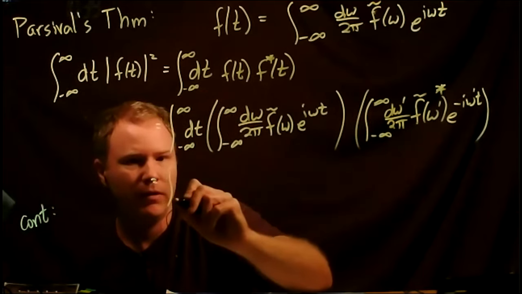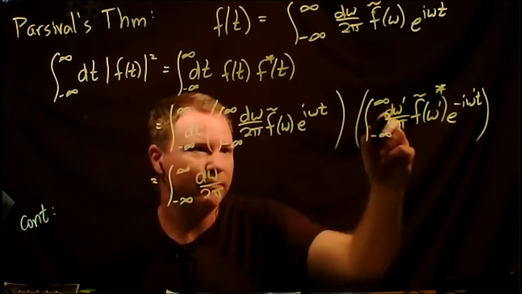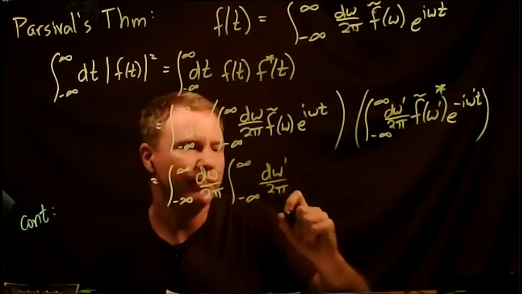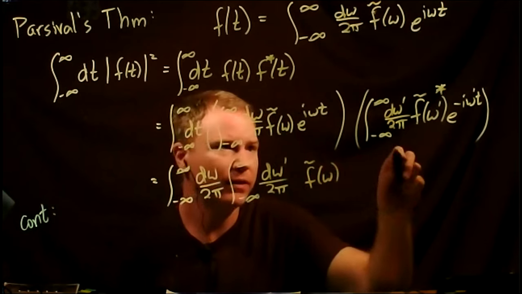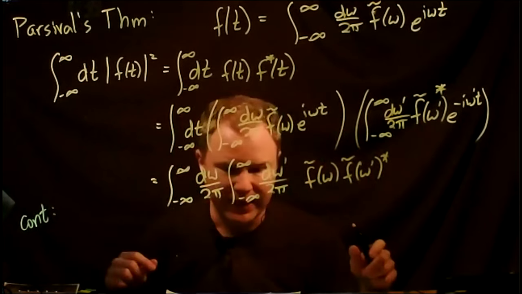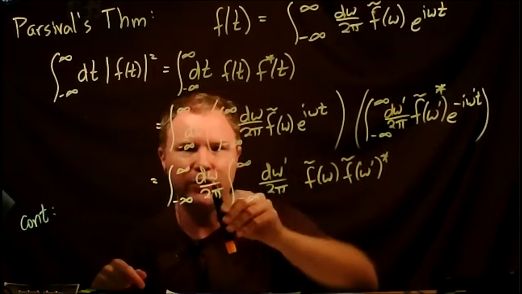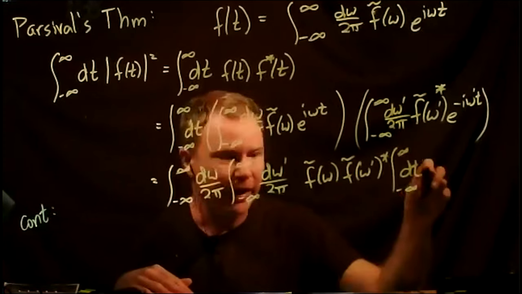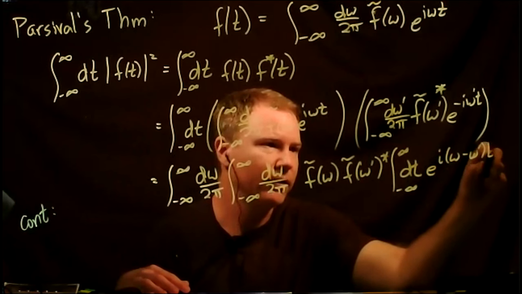I'll move this integral of d omega prime. I shall keep the d omega over 2 pi first. And then I'll write the integral from minus infinity to infinity d omega prime over 2 pi. And now I'll write f tilde of omega, f tilde of omega prime star as these two terms. None of this depends on time. These are just spectral coefficients. They don't depend on time. So I can move the time integral all the way in, minus infinity to infinity dt of e to the i omega minus omega prime t.